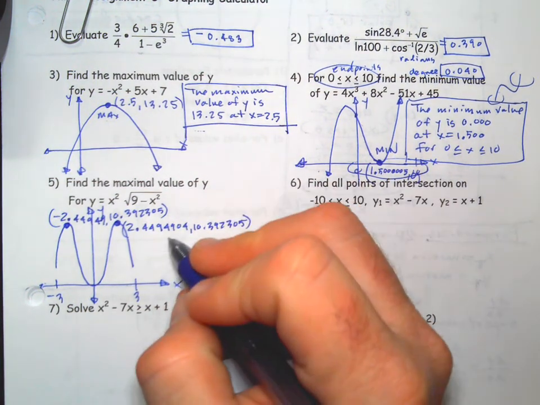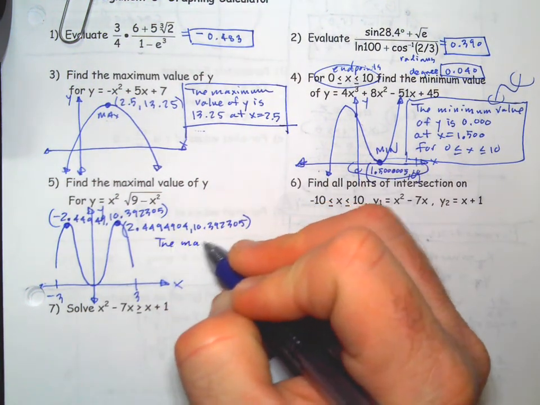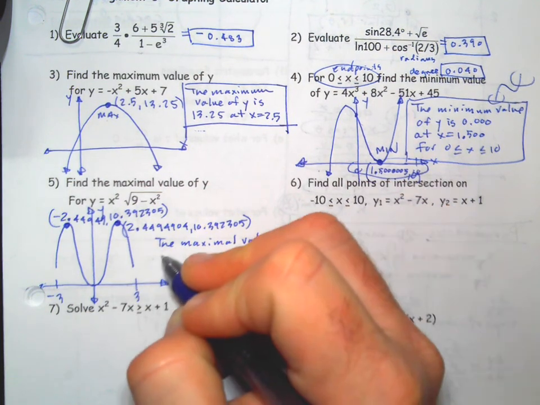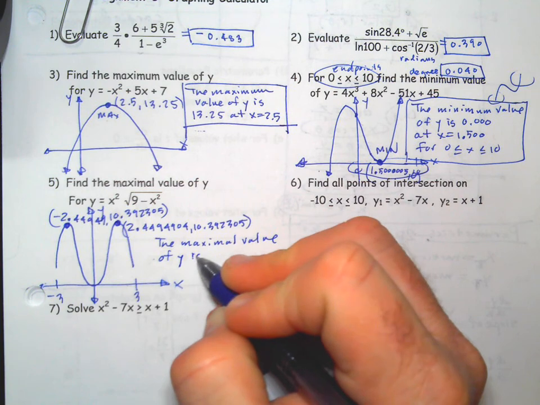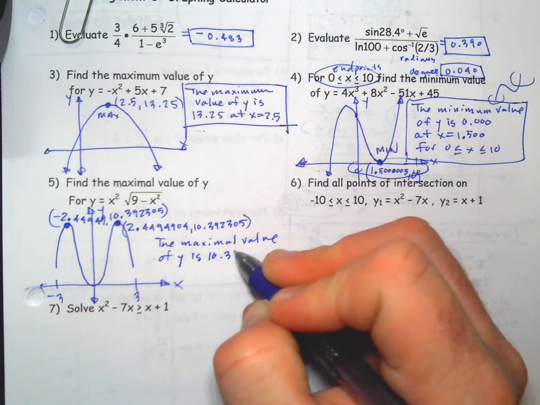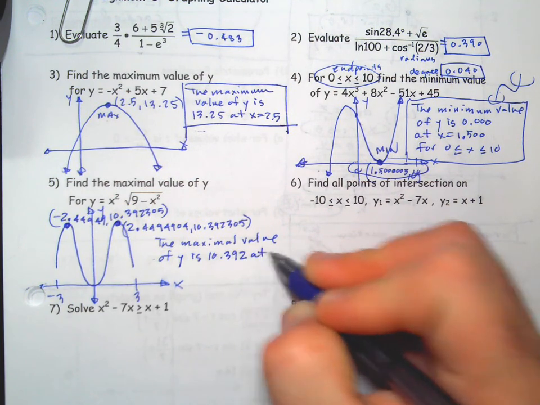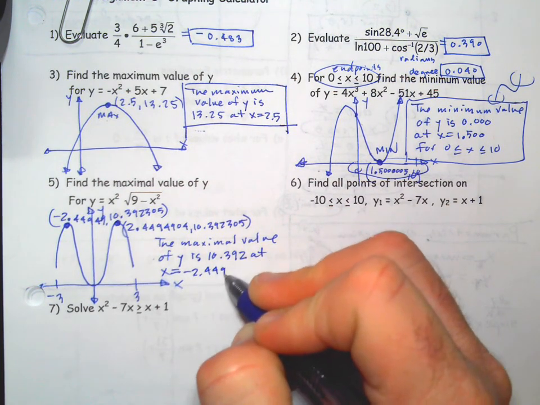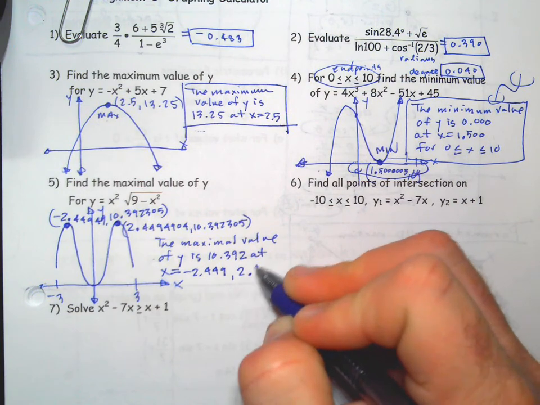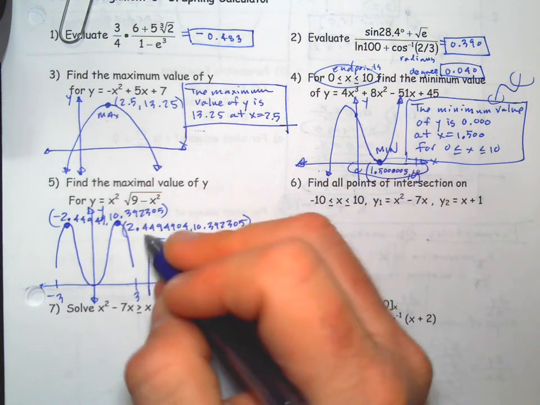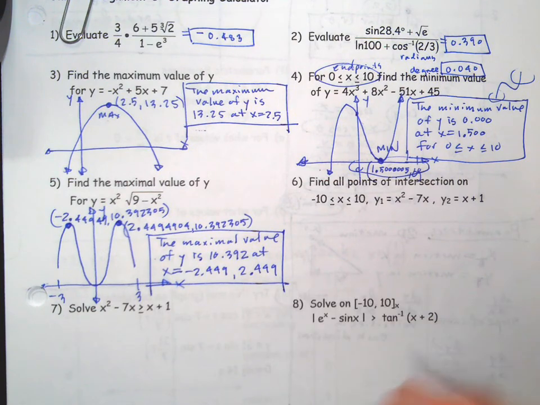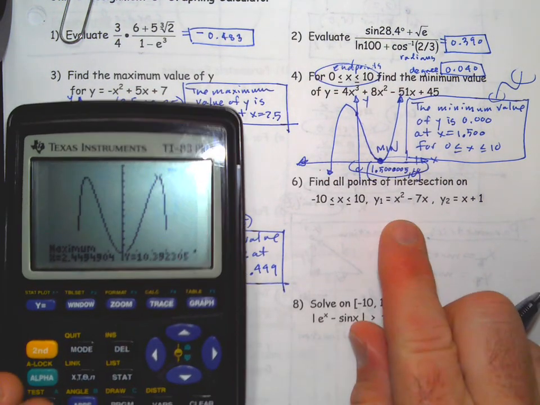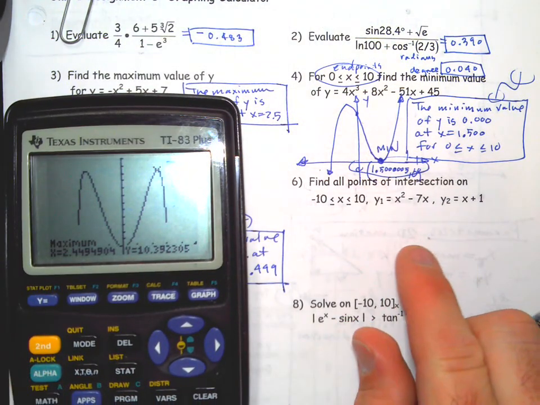So we're going to say the maximal value of y is 10.392 at x equals negative 2.449 and positive 2.449. So it's good to identify all the places where it happens. There you go.